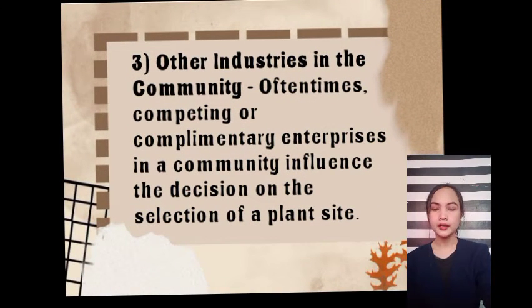And the third one, other industries in the community. Oftentimes, competing or complementary enterprises in a community influence the decision of the selection of a plant site. A good example of complementary industry is the mining industry and the machinery industry, whereby the former produces materials which are converted into pig iron, which in turn is manufactured into tools and machineries by the latter to be used by the first industry.